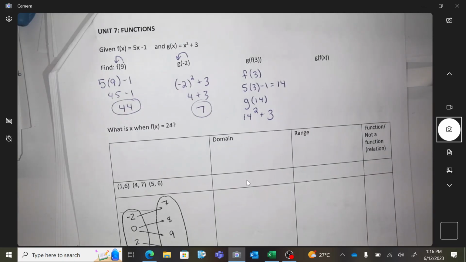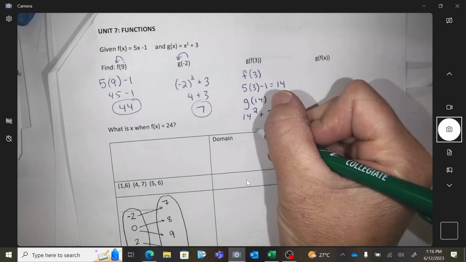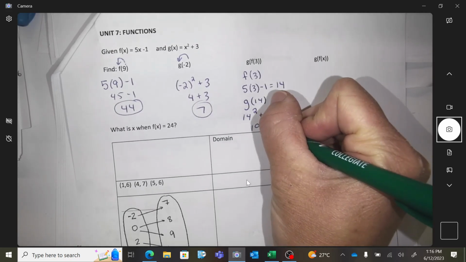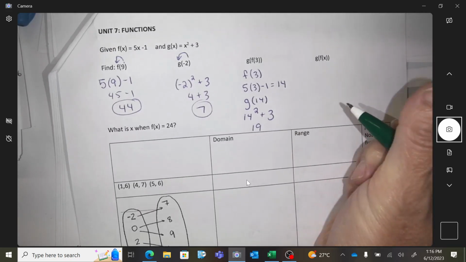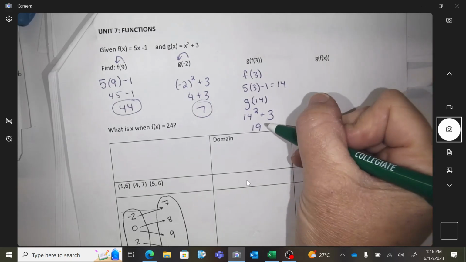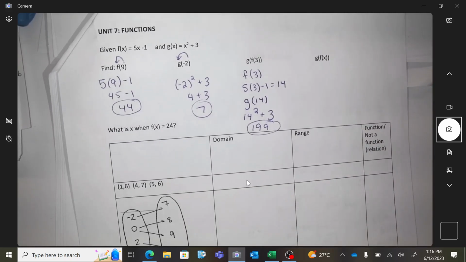So anybody have a number for me? 196 plus 3, so 199? Yeah.